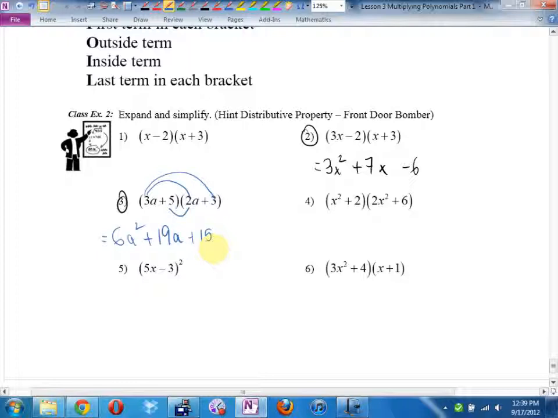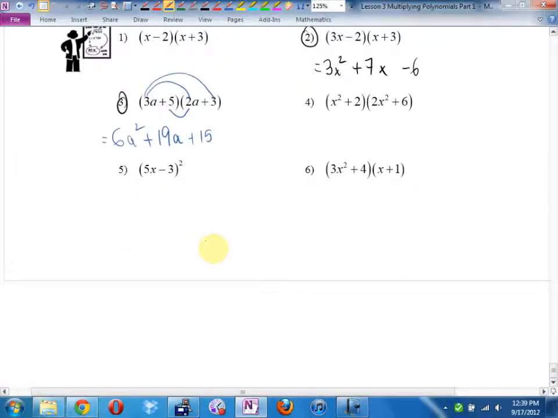Okay. Let's skip 4. Let's try 5. How do I do number 5? What is 5x minus 3 all squared? Is the answer 25x squared plus 9? No. You don't just square each term. It's this whole bracket. That squared there means this whole bracket times itself. Really, what I'm going to do is scribble out that squared, and quickly rewrite the bracket. That's what that means. It means that bracket times itself. Right? Good. Try it.